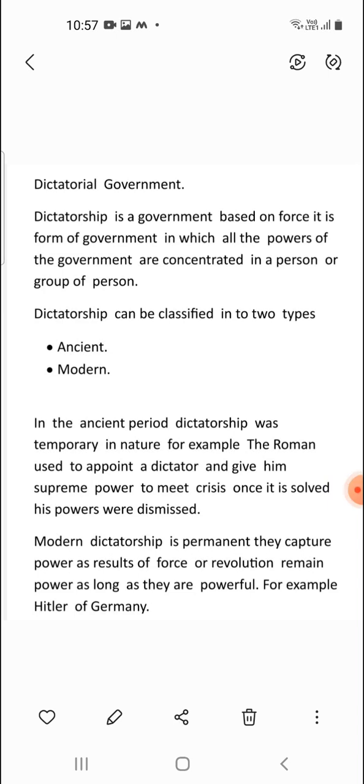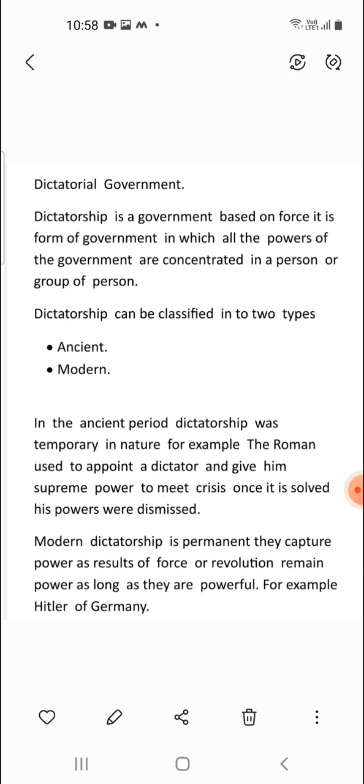So, in today's class, we are going to continue unit number 4, that is Constitution and the Government. As you all know, in that we have already completed several aspects like the meaning of the Constitution, its features, types, and essential elements. In today's class, we are going to study in detail the different forms of government.